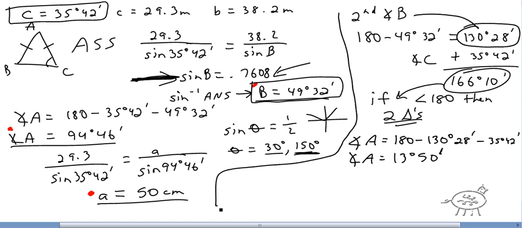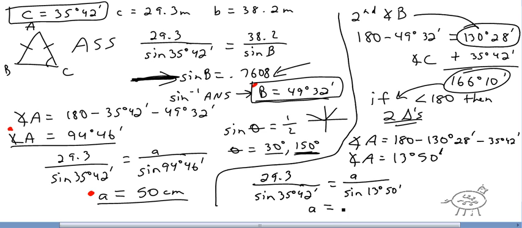And then I'm just going to use law of sines to figure out my new side A. So here I'm going to use 29.3 over sine of 35 degrees 42 minutes, just like I did before. That's my nice ratio of C's. And it's side A over sine of 13 degrees 50 minutes. So if I cross multiply and solve for A, I get A is equal to 12 centimeters.